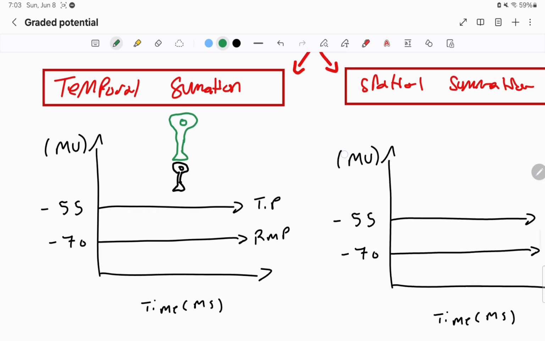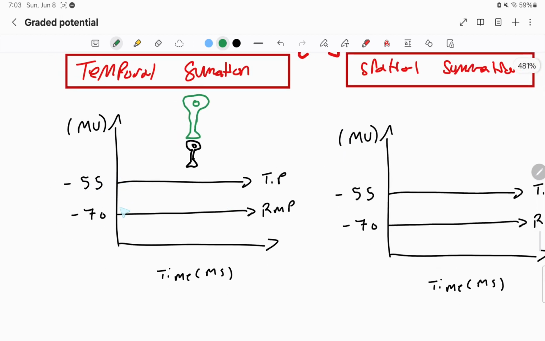What would that look like on a graph? Well, the graph is recording the voltage change in the postsynaptic membrane, because that's the one that's going to be changing its membrane in response to the presynaptic neuron firing. So what would that look like if the presynaptic neuron fires one action potential?